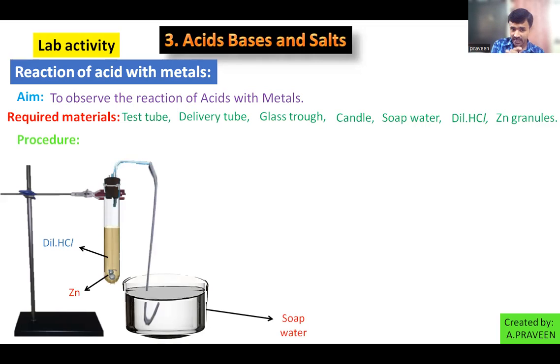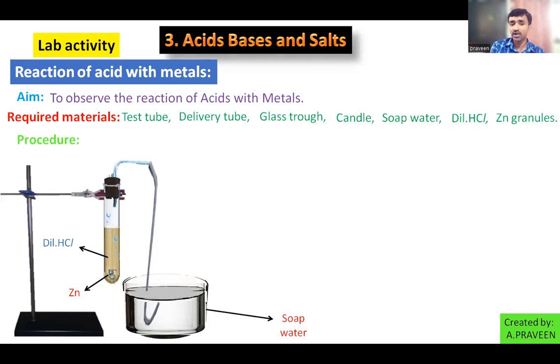If gas is released in this reaction, that gas passes through the delivery tube into the soap solution. So what happens when we add zinc granules into the HCl? The reaction takes place between the zinc granules and HCl. How would I realize that? The reaction between zinc and HCl is realized with the help of bubbles produced in the boiling tube.